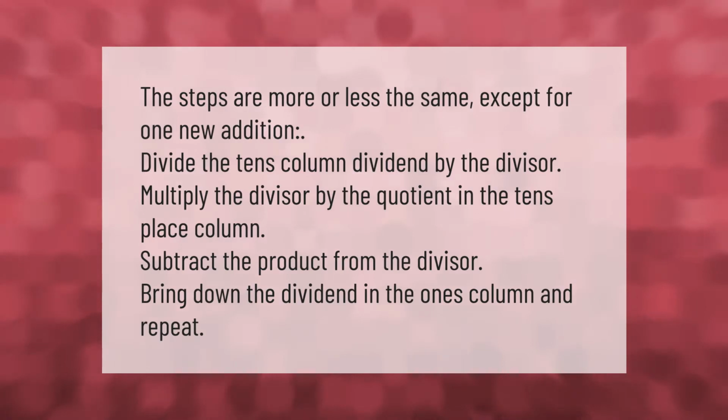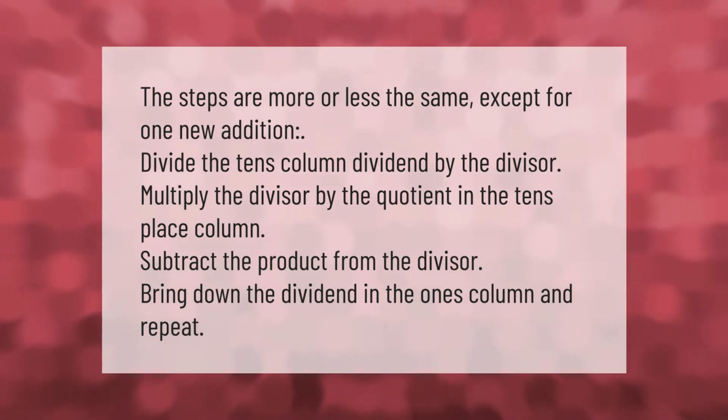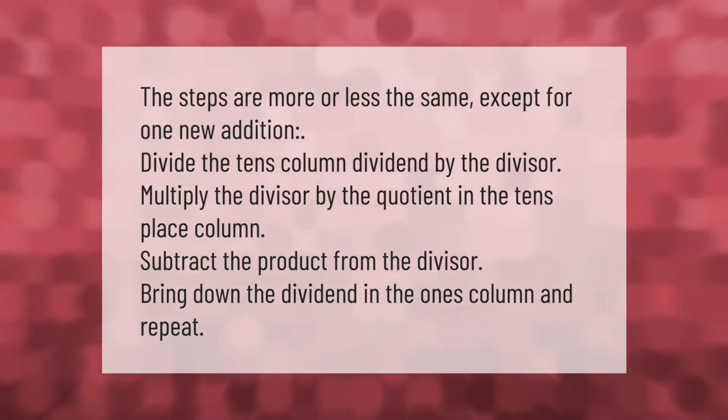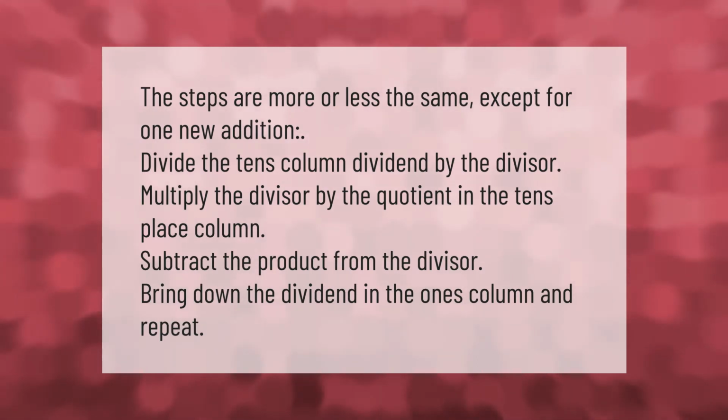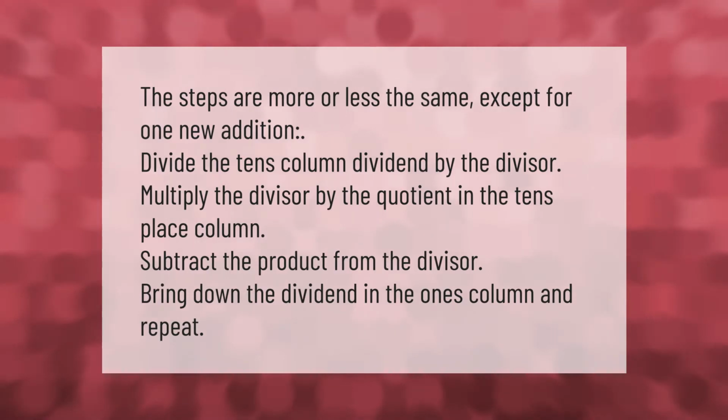The steps are more or less the same, except for one new addition. Divide the tens column dividend by the divisor. Multiply the divisor by the quotient in the tens place column. Subtract the product from the divisor. Bring down the dividend in the ones column and repeat.